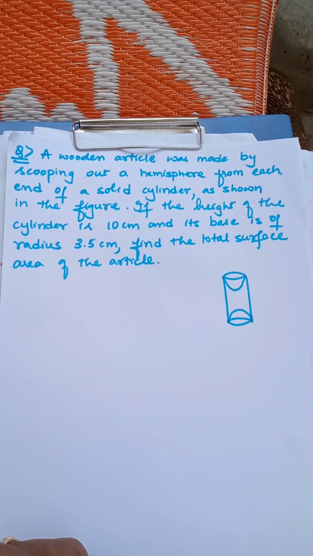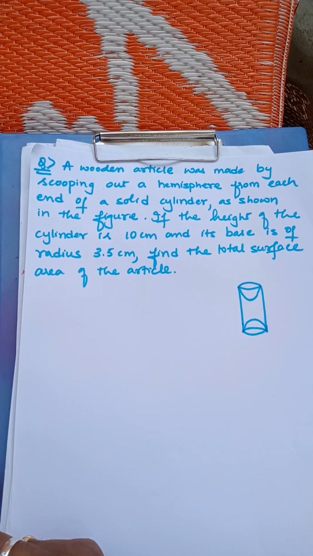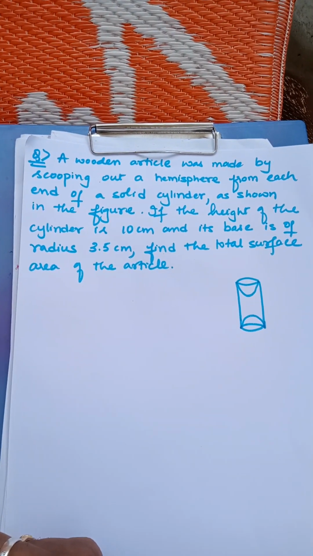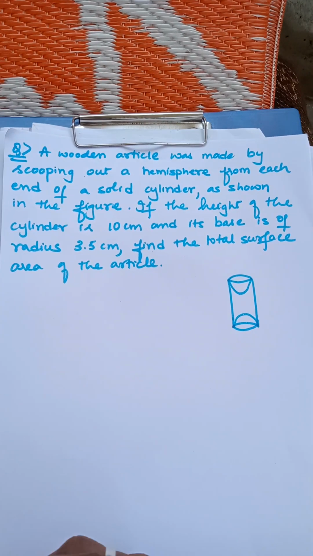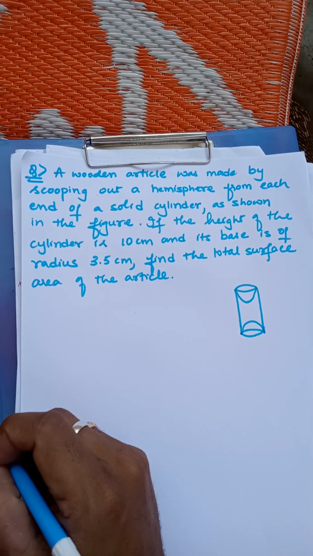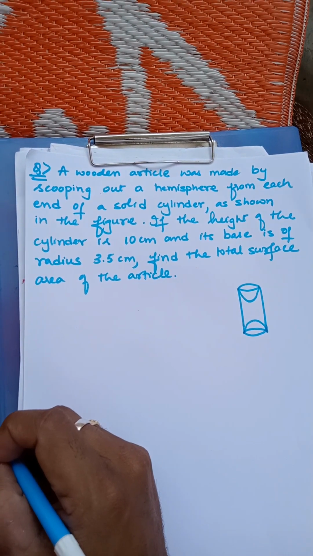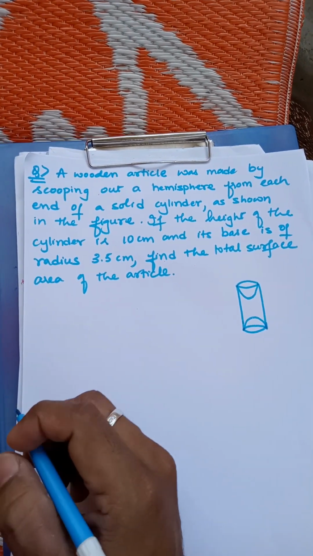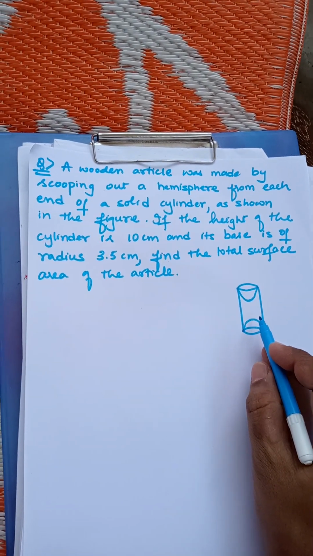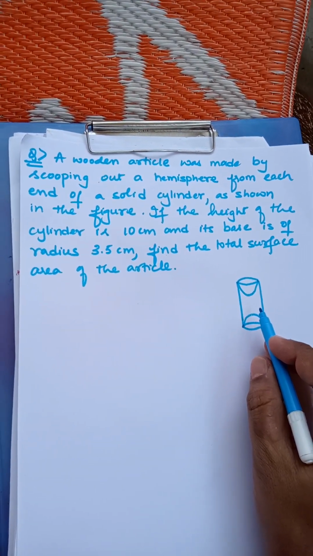This was asked in the 2023 CBSE board exam paper. This is a question from the mathematics standard paper. In this question there is a wooden article which is made by scooping out a hemisphere from each end of a solid cylinder. The figure is shown here. This figure is also given as a part of the question.